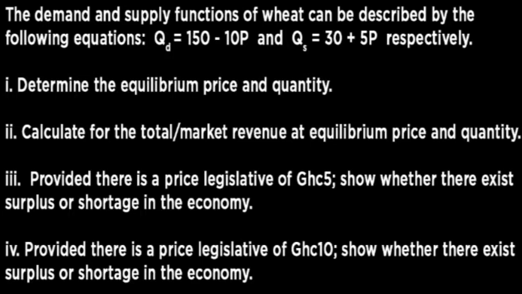What is the third one? Provided there is a price legislative of 5 Ghana cedis, show whether there exists surplus or shortage in the economy.